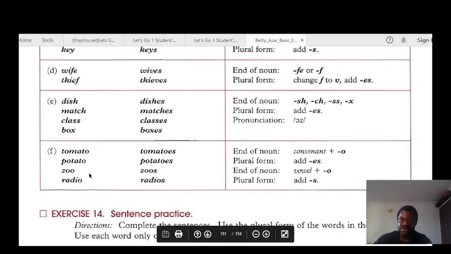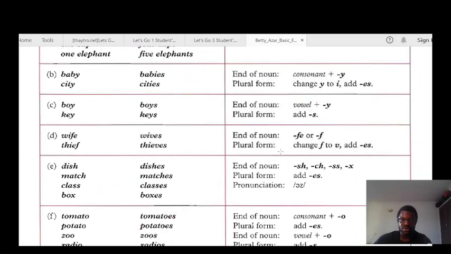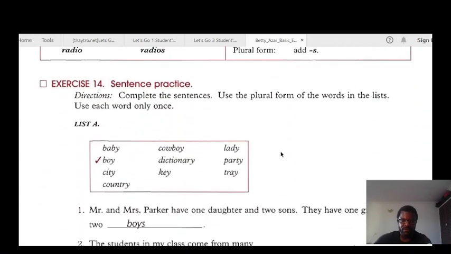Same goes for radio. Radio that you listen to at home. You see, radio ends with O, but it has a vowel I before the O. So all we have to do is put S here. Okay? So I'm going to send this across to you to help you.